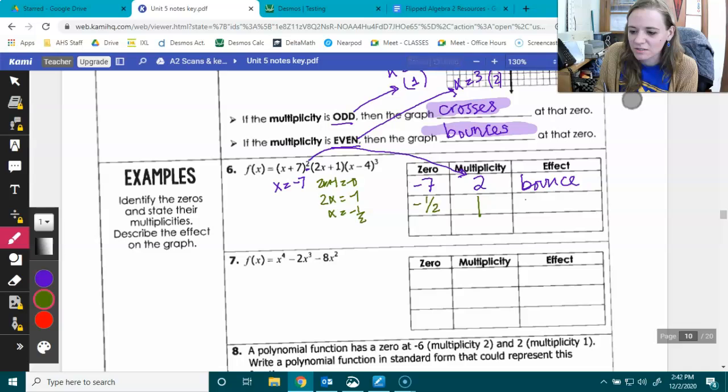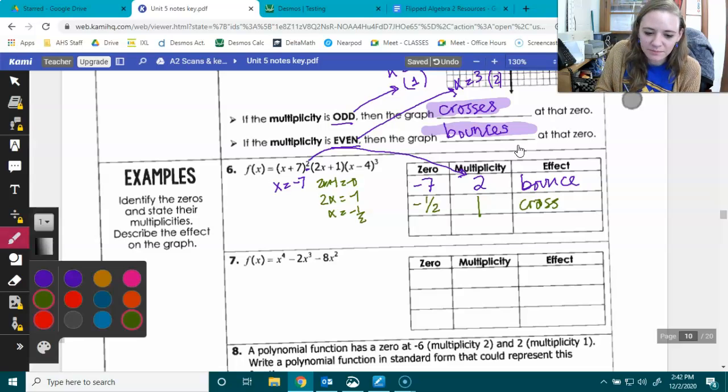That means it crosses. So it'll cross through what number? The 0. It'll cross through negative 1/2. It'll go straight through negative 1/2. On this one, it'll bounce at negative 7. It'll touch negative 7. Okay, like that.